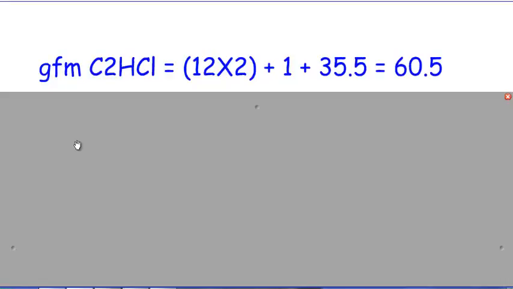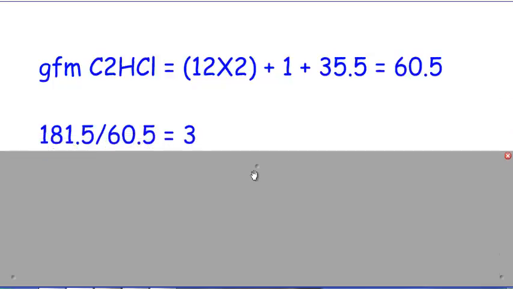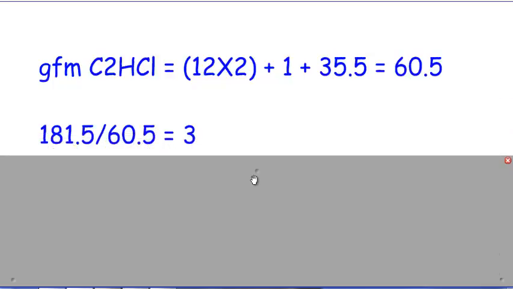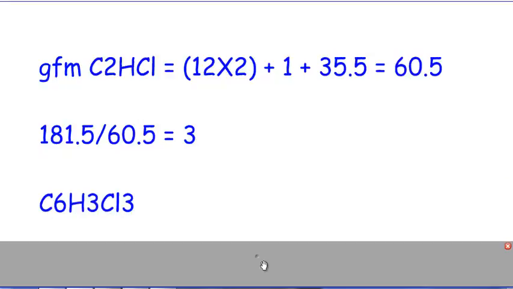In the last example, we have 2 carbons, so 12 times 2 plus 1 hydrogen, 1, and chlorine is 35.5. When we add these up, it's 60.5 grams. If we divide 181.5 divided by 60.5, that means that the molecular formula this time is going to be 3 times as large as the empirical. So I multiply carbons 2 times the 3, gives me C6. Hydrogen and chlorine both started as 1, so I multiply by 3, H3, and Cl3.